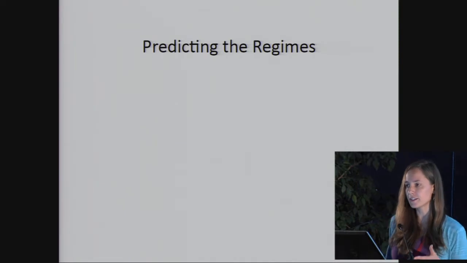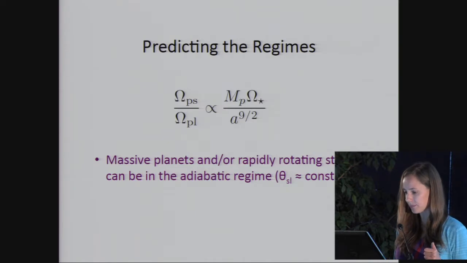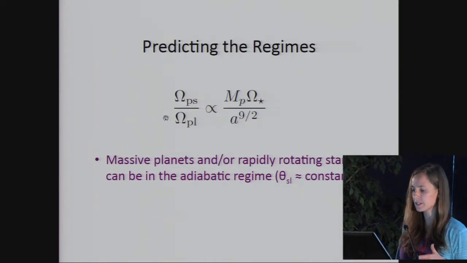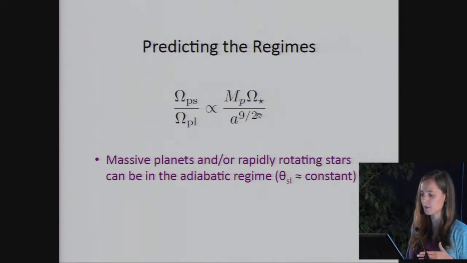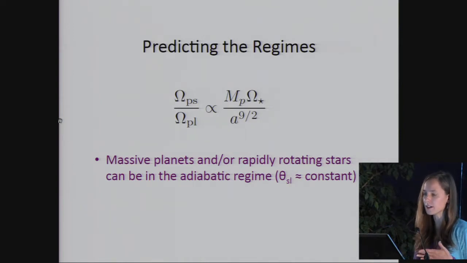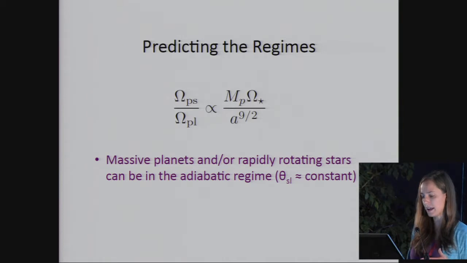Okay, so for a given system, we want to know what regime we expect to be in. So this ratio, which determines that, omega ps over omega pl, scales as the planet mass times the stellar spin rate over the semi-major axis to the 9/2. And so from the scaling argument, we can expect that massive planets and or rapidly rotating stars to be in the adiabatic regime, where S is following L with theta SL equal to constant.